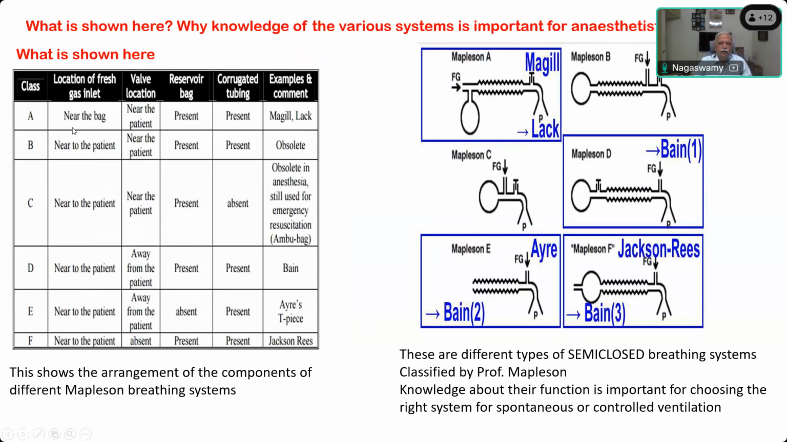So for A, it is McGill and Lack. For B, it is not used anymore. For C, it is also not used, but now the Ambu bag is considered as Mapleson C, and the older method of Waters' to-and-fro canister is also considered under Mapleson C. And D, all of you know, is the Bain circuit, E is Ayre's T-piece, and F is the Jackson-Rees modification. Okay.